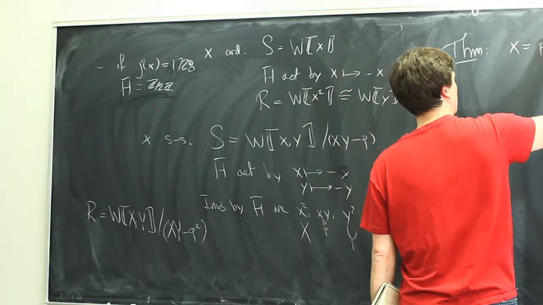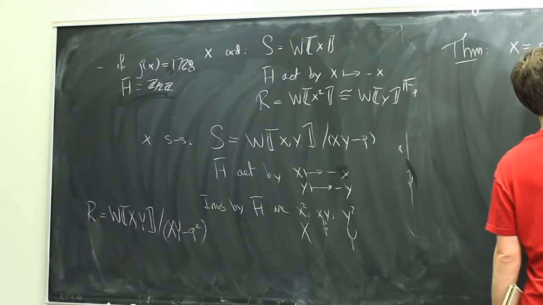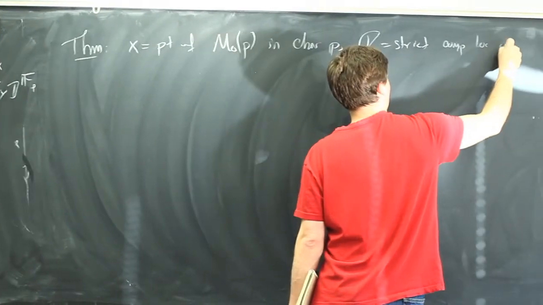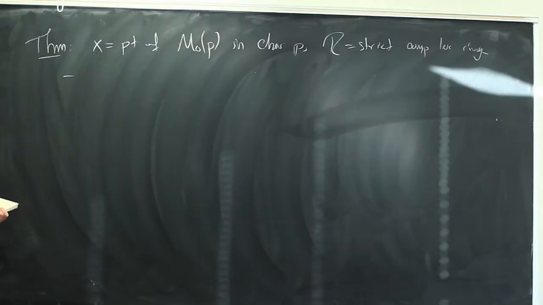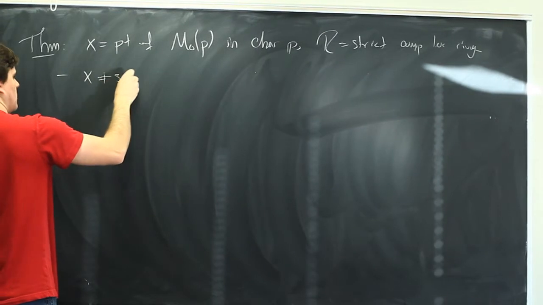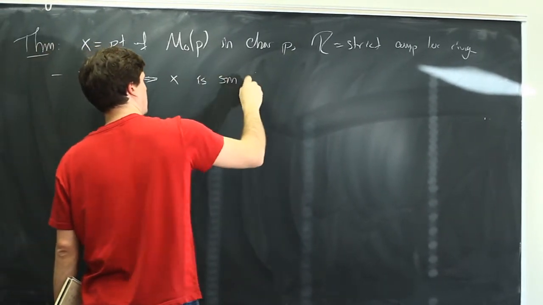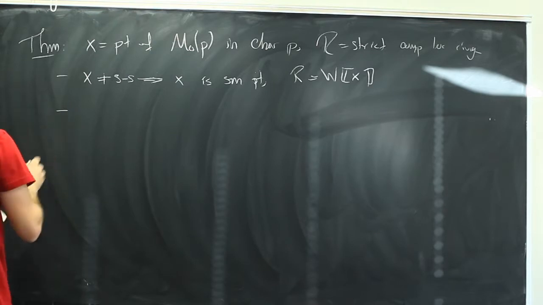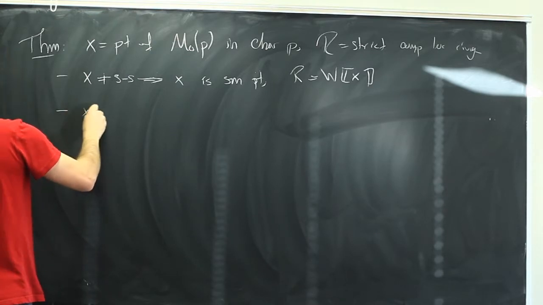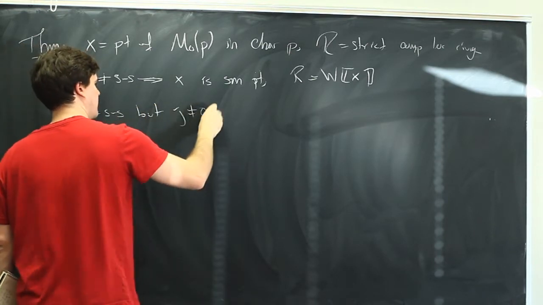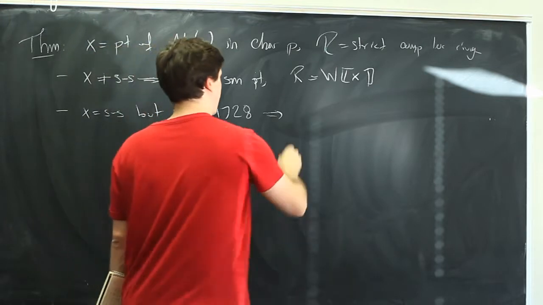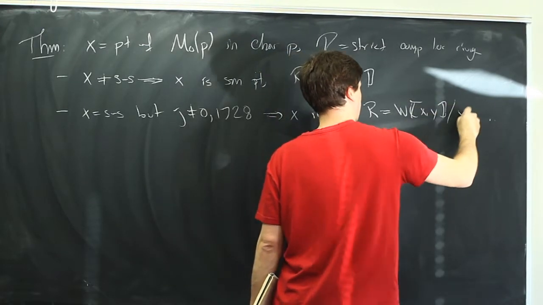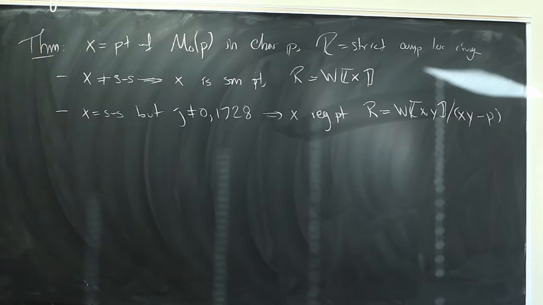So let x be a point of M0(p) in characteristic p, and let R be its strict complete local ring. So then there's four possibilities. If x is not supersingular, then x is a smooth point, and so this R is just of the form that. If it's supersingular, but its j invariant is not 0 or 1728, then x is a regular point, and R is W adjoin x, y, and xy equals p. It's not a smooth point, but it's a regular point.